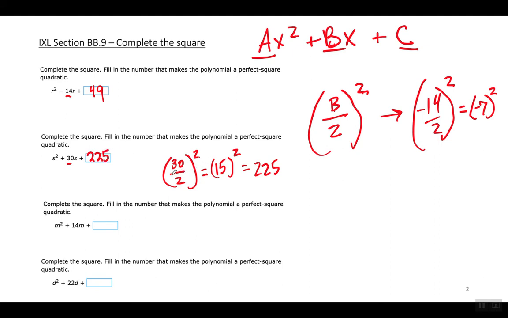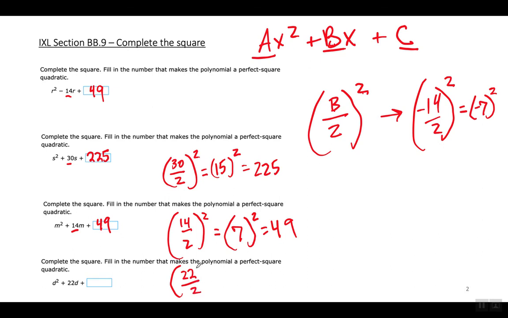Again, the process is divide by 2 and then square it. So let's do it here. B is 14. So I do 14 divided by 2, and whatever that gives you, square it. 14 divided by 2 is 7, and 7 to the second power is 49. Okay, last example on this slide, I got 22. So 22 divided by 2 is 11, and 11 to the second power is 121. That's my answer.